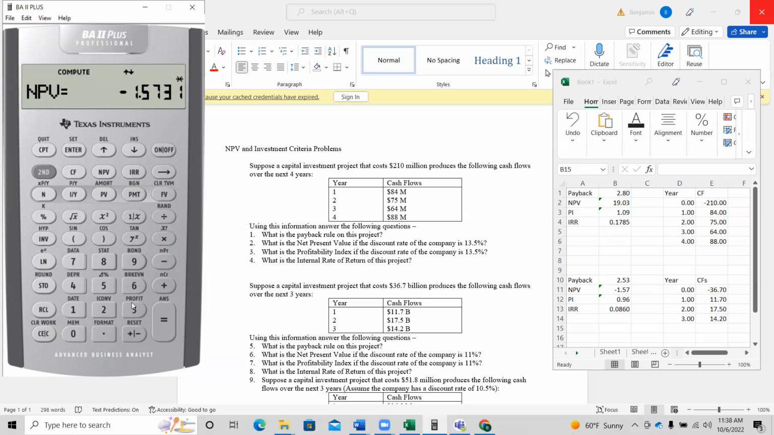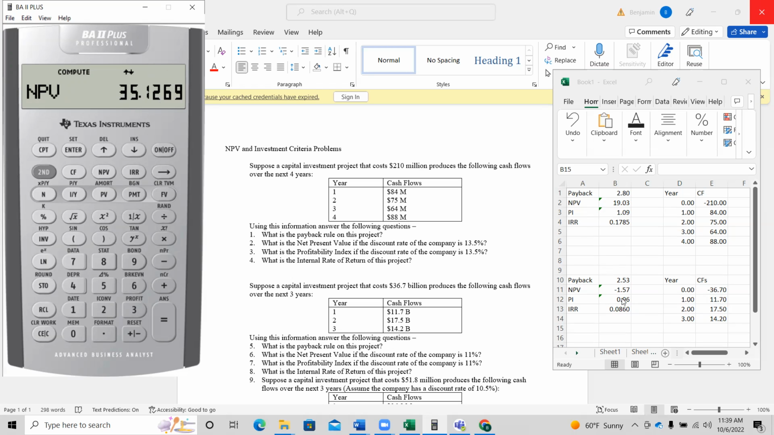All right. To calculate the profitability index, I'm going to do something a little different here. So I calculated the net present value to be negative 1.5731. What I'm going to do here is add back the initial cost of the project. So I added back the initial cost of the project. And this number right here, 35.1269, this is the present value of the future cash flows.